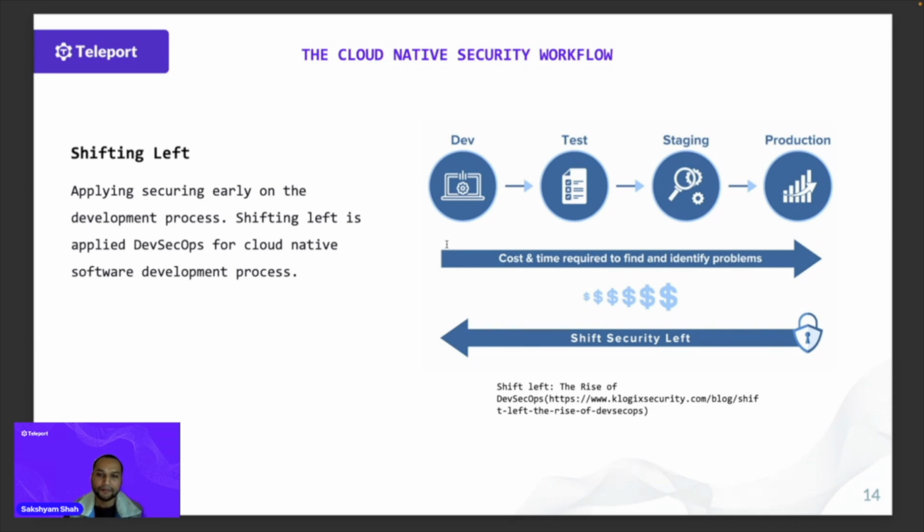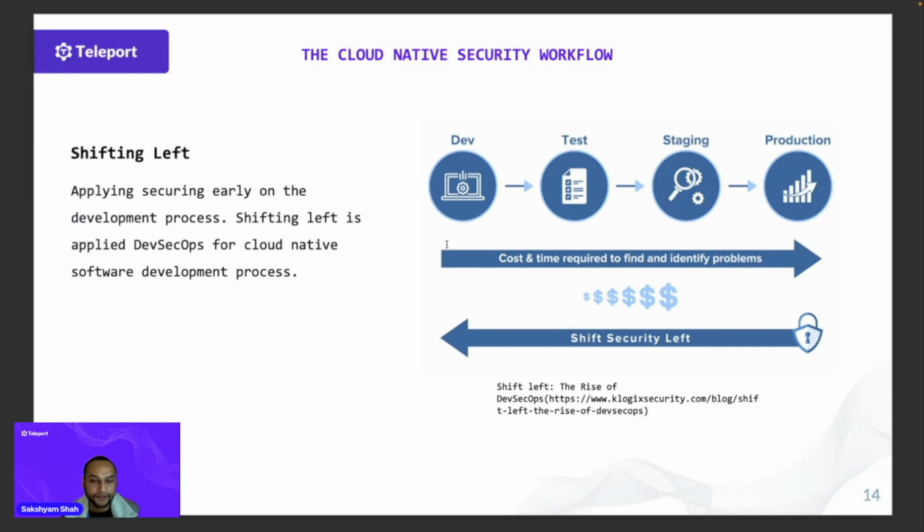For example, in traditional security, you first design the application in terms of application requirements. Then you test the design specification for security. If it's passed, you go to a different stage where you build the application. And only after the application is built, you go to security teams for security audits. This is the process we can see in each stage, from development to testing to staging to production.